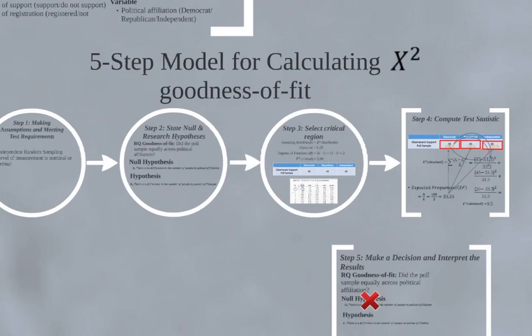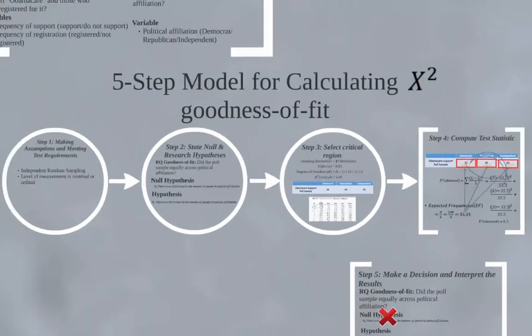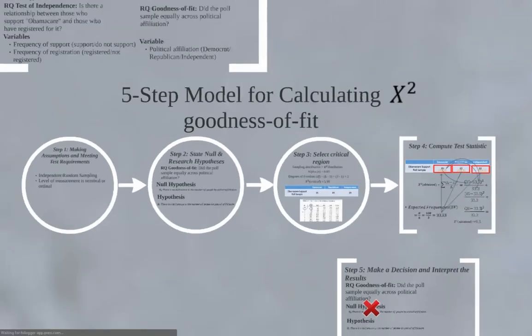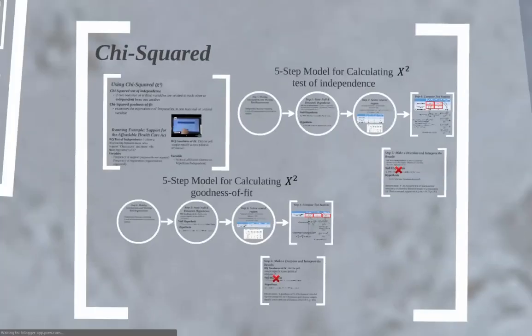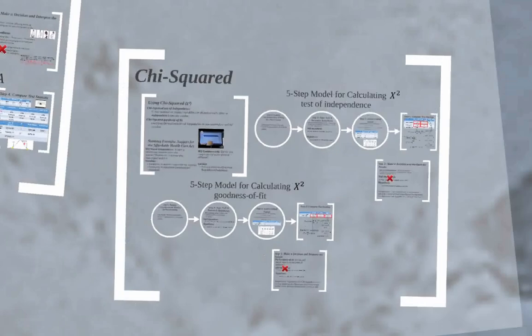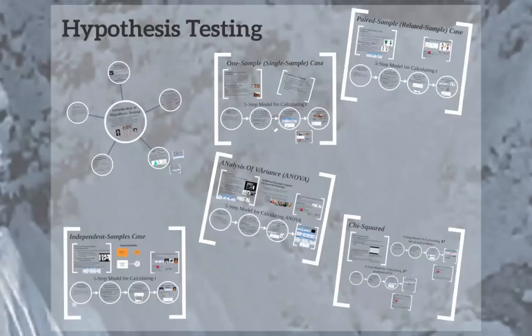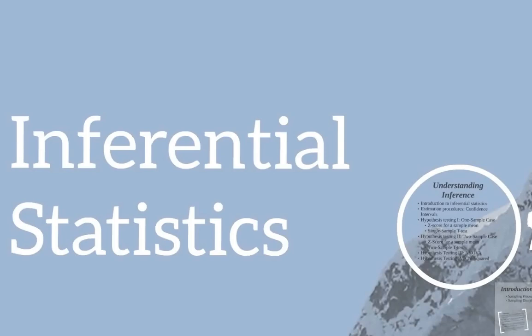So we've now taken a look at both our 5-step process for calculating chi-squared goodness of fit, as well as calculating the test of independence. So that concludes our lesson on hypothesis testing. Next time we will be moving forward into bivariate statistics, and talking about the relationships between 2 variables. And so that concludes our section on inferential statistics.